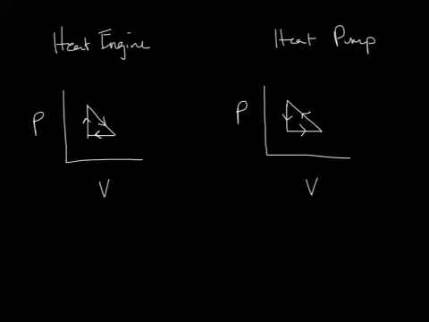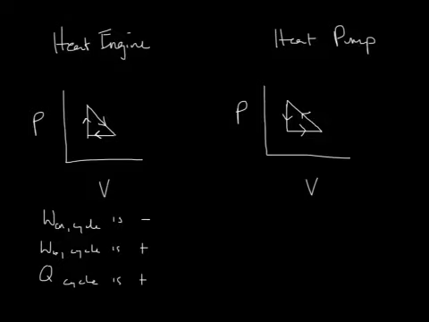Because for a heat pump, we are putting mechanical work in and we are getting heat out. And so now we see that the work done on the gas as the gas is compressed is going to be bigger than the work done by the gas as the gas expands back out. So for a heat engine, the work on for the cycle will always be negative. The work by for the cycle will always be positive, and the Q for the cycle will always be positive. So we're putting heat in, we're getting work done by the gas.